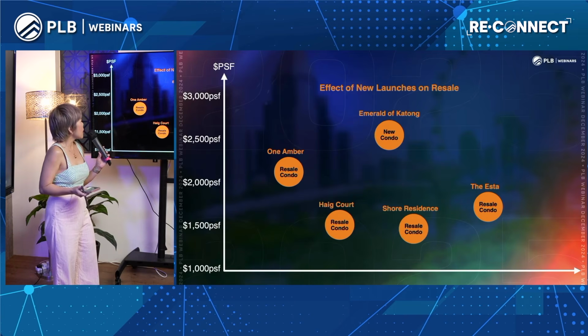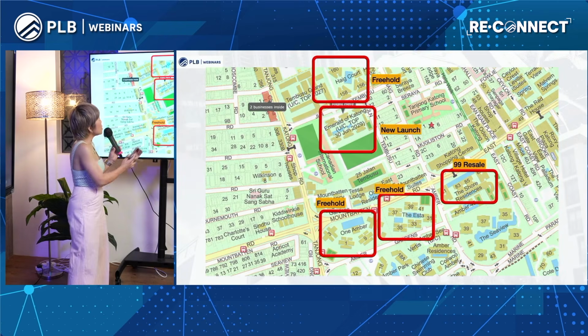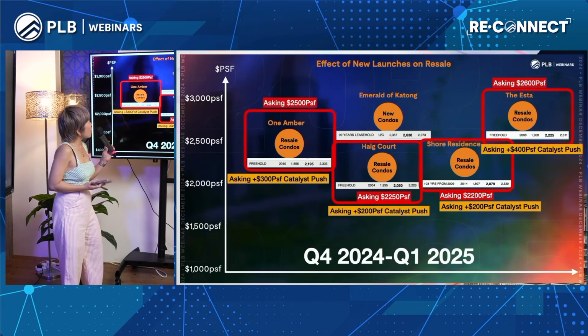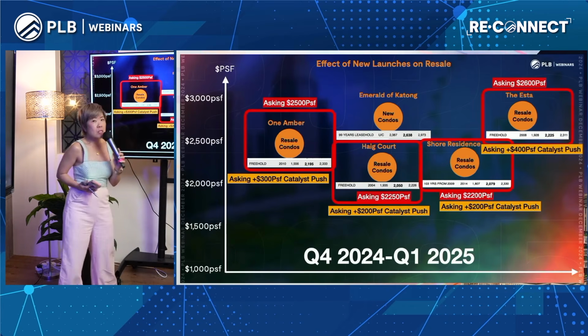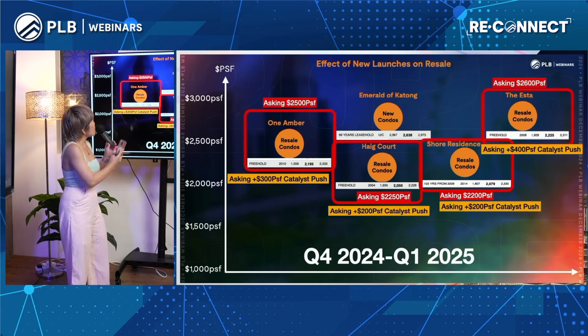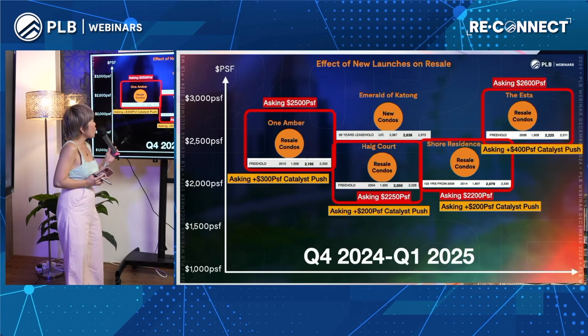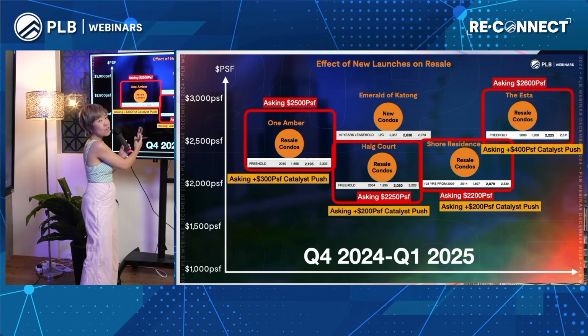So when EOK is launched, as you can see here, EOK new launch. When they are launched at an average 2,600 PSF, the surrounding projects, being freehold, are actually going at 2,195 at One Amber.